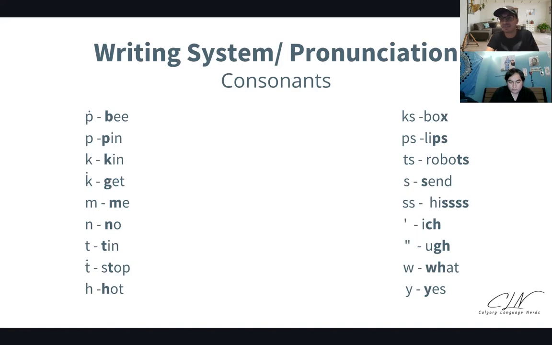Am I saying it right, Colton? Ich? Yeah, ish. Okay, good. And what you're doing, so some coaching for you guys. I'll stop the screen share actually.